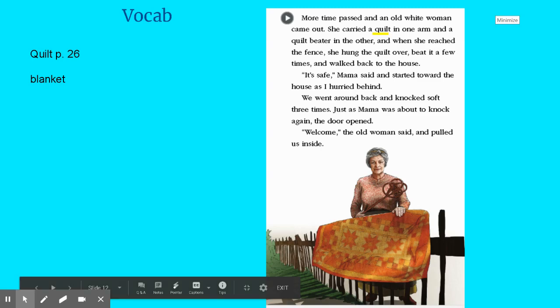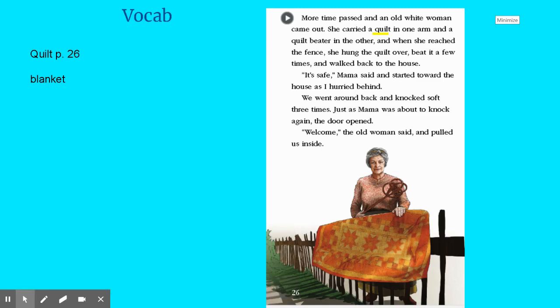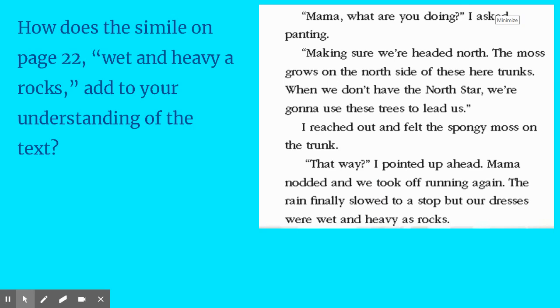Back before vacuum cleaners and washing machines and things like that, people had to take out their rugs, they had to take out their quilts, and they had to hit them to get all the dust and all of that gross stuff out. So it doesn't really help the smell. It probably does a little bit, but that was how they would clean big things like that. And in this case, the quilt kind of means something else, but we have to keep reading to find out.